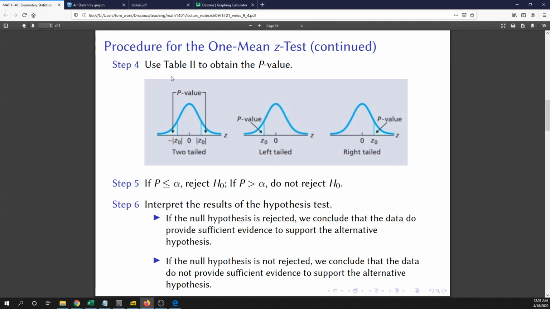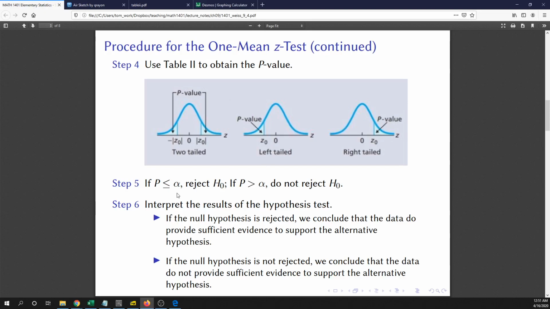So step 4 is use table 2 to obtain the p-value. In the material on section 9.3, we went into detail about how you would obtain those p-values. So again, if you haven't watched that video, you need to go back and watch that and work those problems before you get to these problems. So that is step 4. Use table 2 to obtain the p-value.